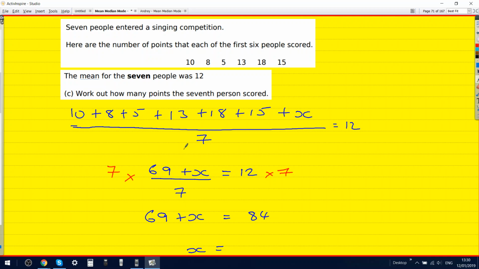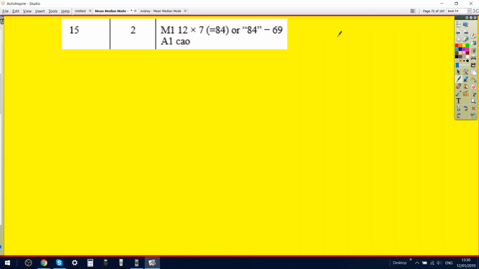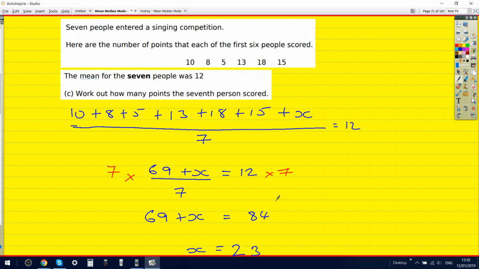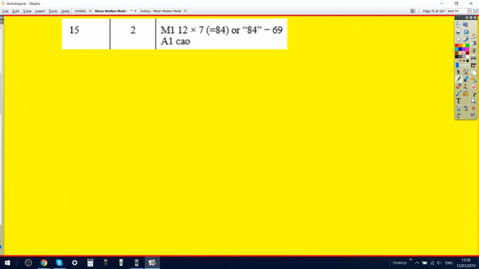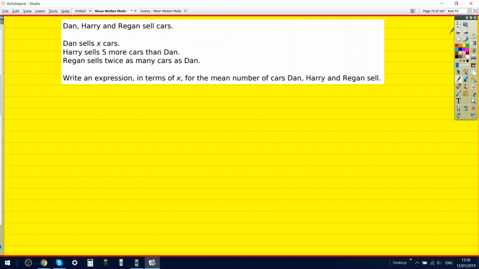So 69 plus x equals 84. Okay, oh yeah. 20, 21, 23. And so x is 23. That's it. Yeah. So, 15? 84 minus 6, that's 15. There we go. Okay.